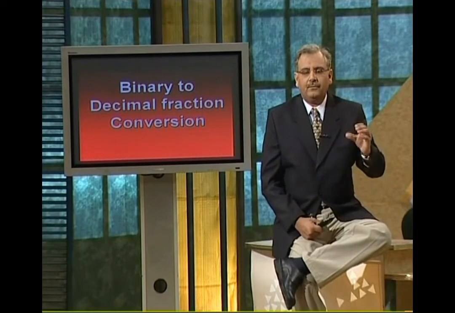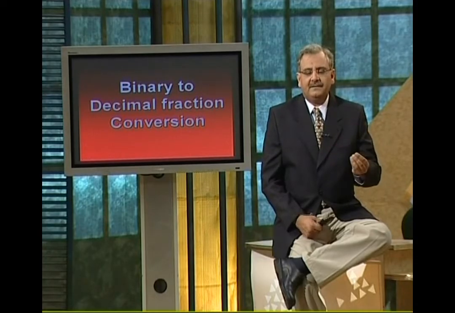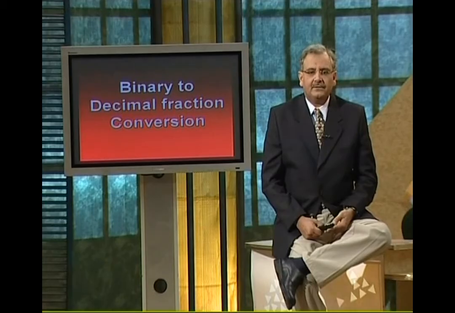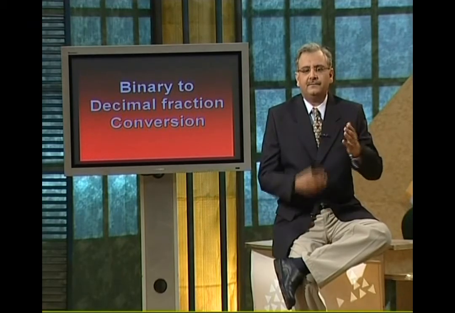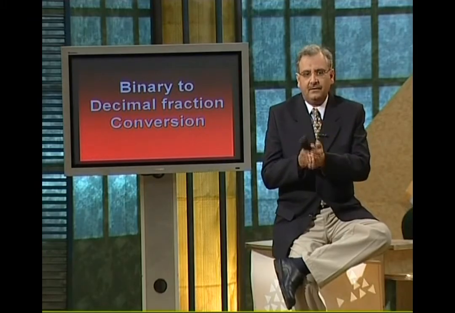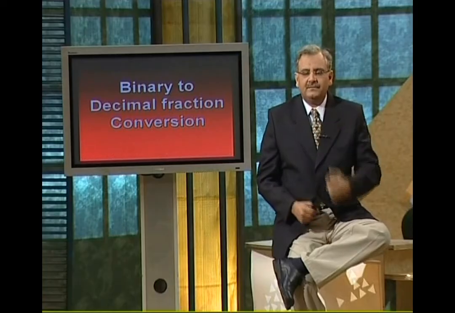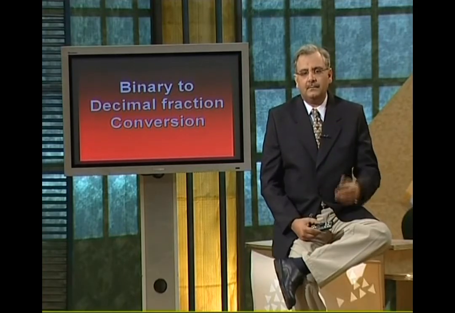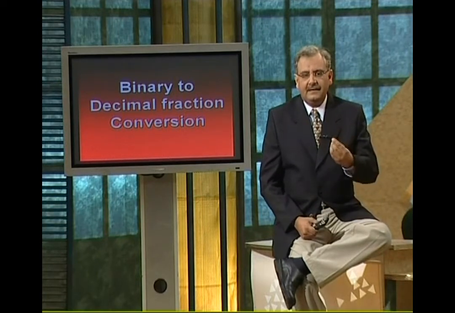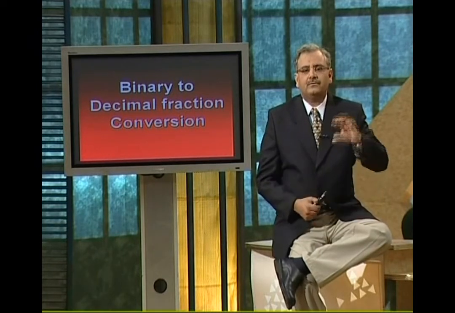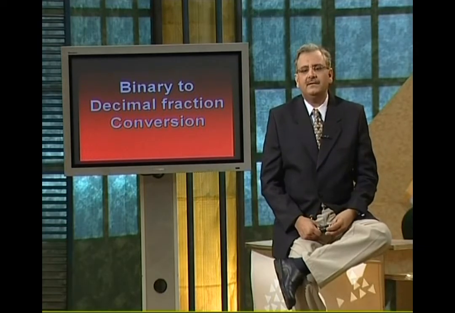So sum of weights, what is the weight of the bit immediately to the right of the decimal point? It's 2^-1. The weight of the bit immediately to the right of the decimal point is 1/2. What is the weight of the next bit? It's 1/4. The next bit has the value 0, so you don't need to worry about the weight of that particular bit. The last bit has the weight 1/16.